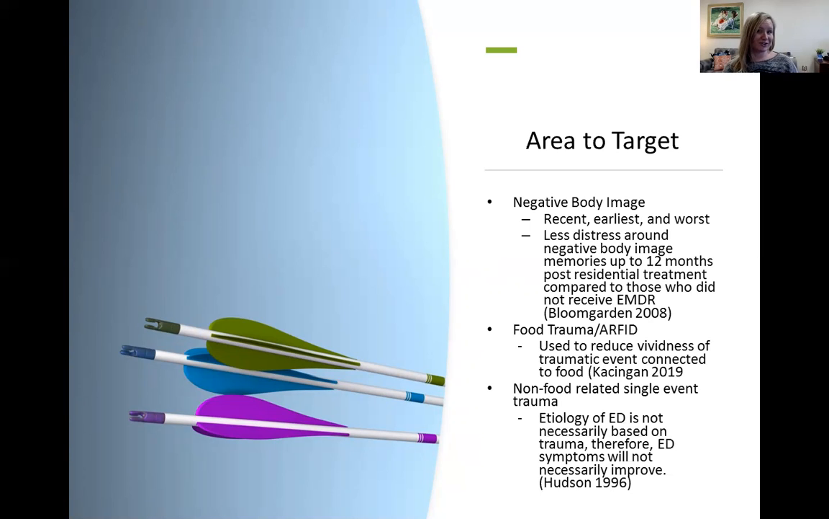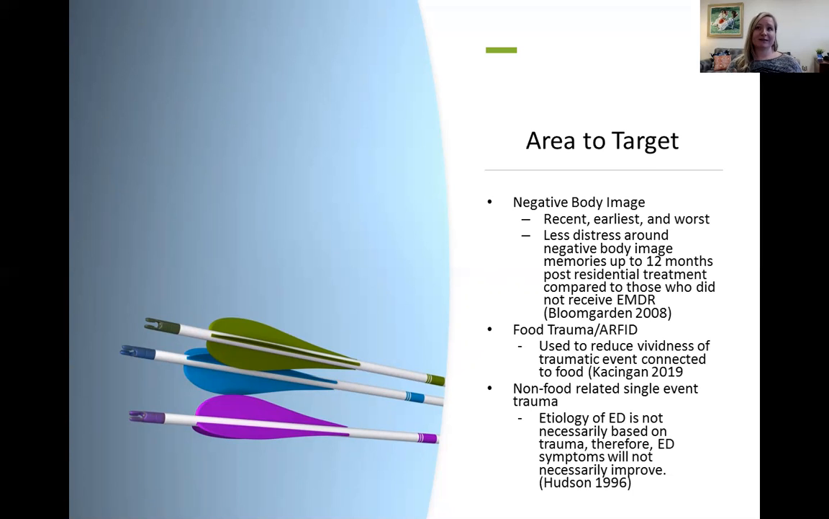We can target food-related trauma or ARFID. So I have a client who has celiac, and before that was diagnosed, she was sick all the time with food, and now she has a big aversion to a lot of foods that made her sick. So we're targeting that in our work in EMDR. Or you can target non-food related single event traumas.